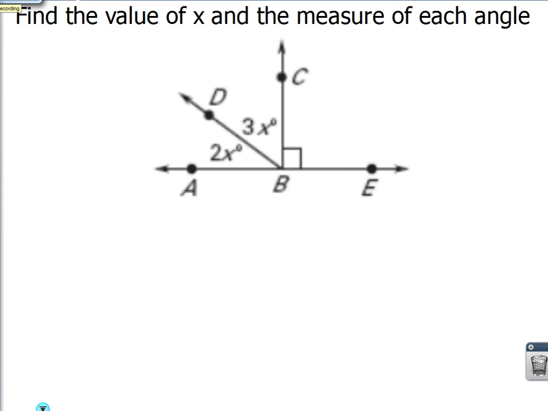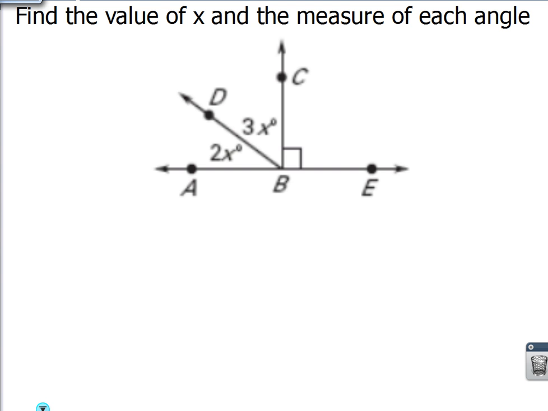Next problem says, find the value of x and the measure of each angle. Okay, now we're starting to see a little bit. They're not telling us complementary. They're not telling us supplementary. But can you tell me, there's actually two different ways we can work this problem. What's the relationship between 2x and 3x? What would they add up to? Let's see. It would be 5x. And what else will it add up to? 90. So there's your equation, 5x equals 90.